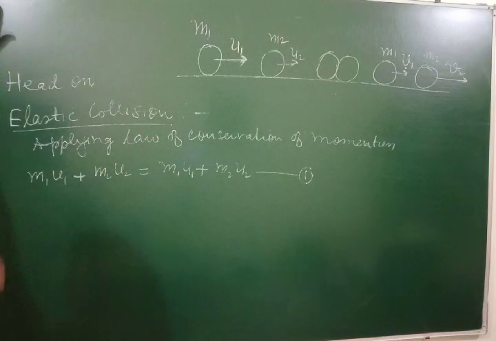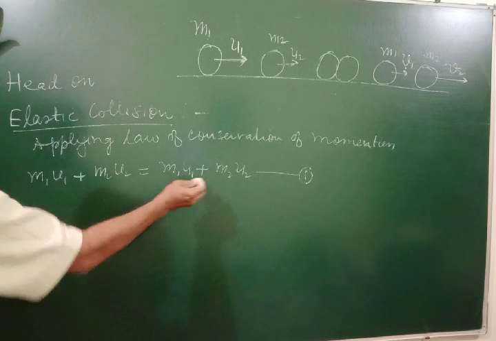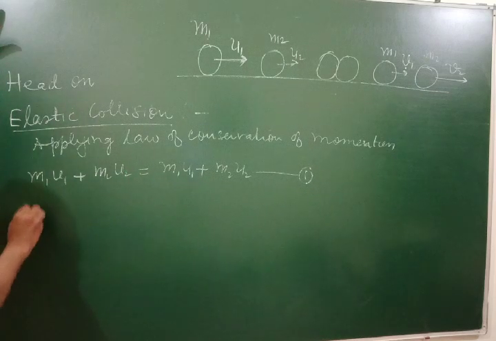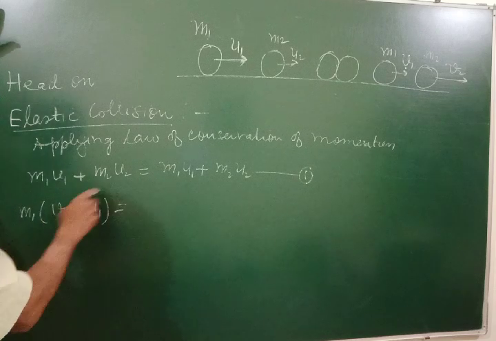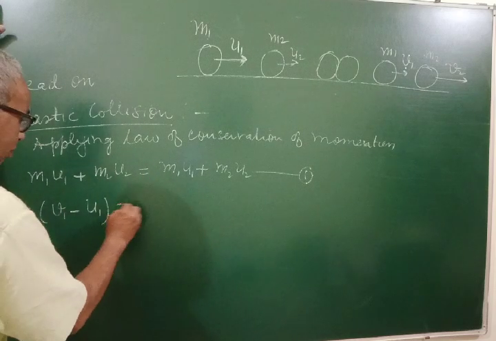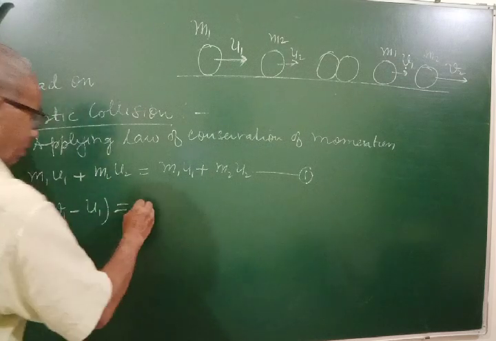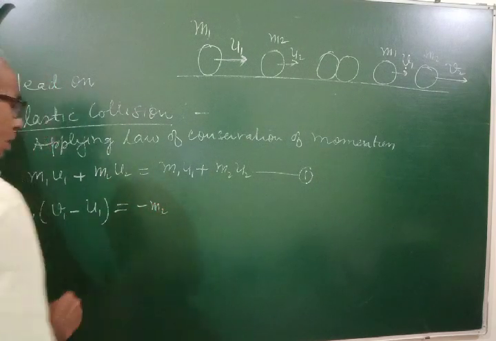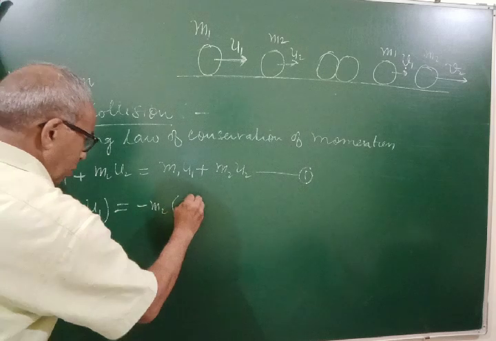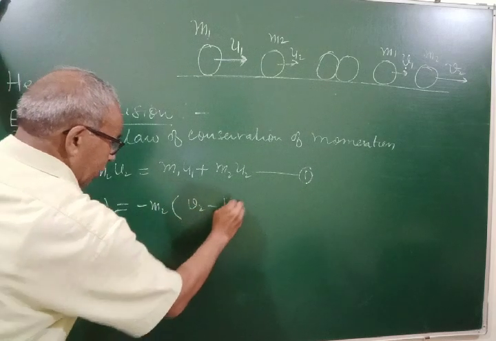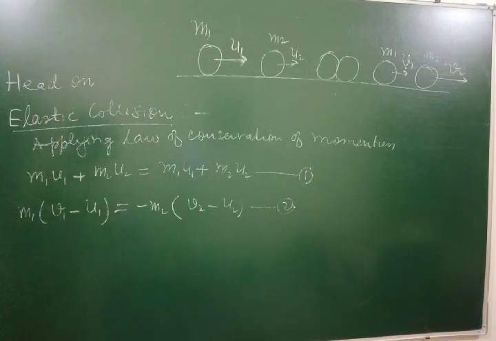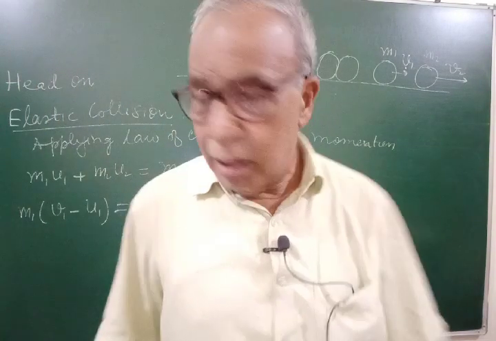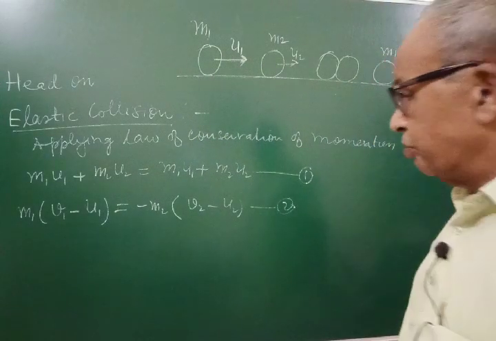We can rearrange this equation as m1 common, v1 minus u1, is equal to, if I take m2 to this side, it will become minus. So I take minus m2 common and then v2 minus u2. Equation 2. This equation is obtained by applying the law of momentum.